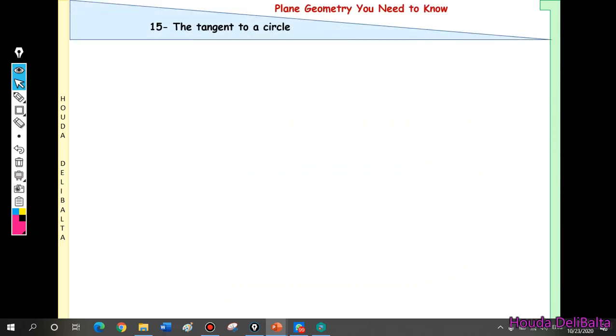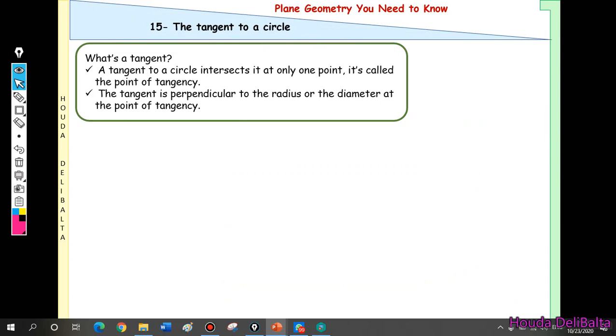In this video, we are going to talk about the tangent to a circle. So, what is a tangent? A tangent to a circle, as you see here, intersects it at only one point, or contacts it at only one point. That's called the point of tangency. When the tangent is perpendicular to the radius or the diameter at that point of tangency, as you notice, the distance from the center to that line is exactly equal to the radius.